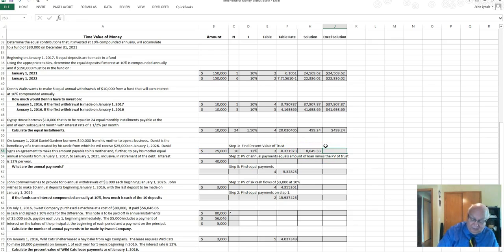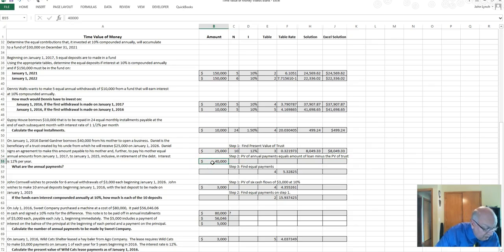Or if you did the Excel version, it's equal present value. The rate is 12%. Number of periods is 10 years. And we also then know the future value is 25,000. So what we want to do is find the present value of it. So that gives us 8,049.33.